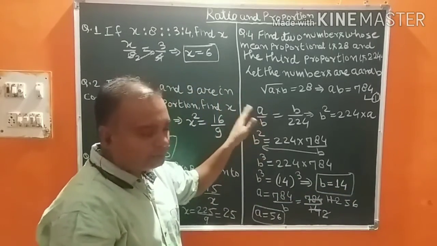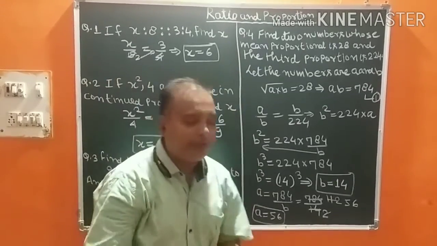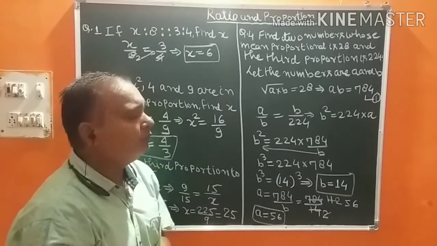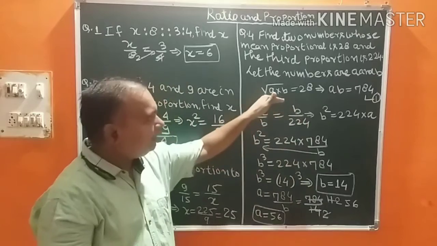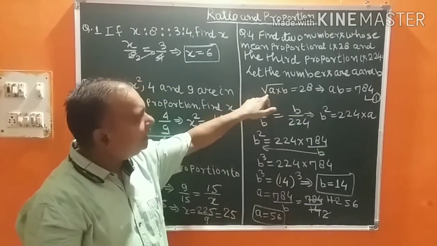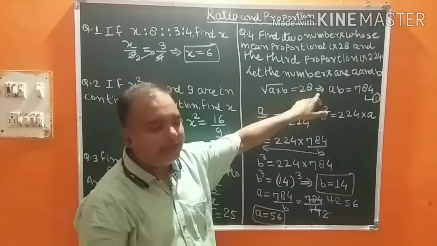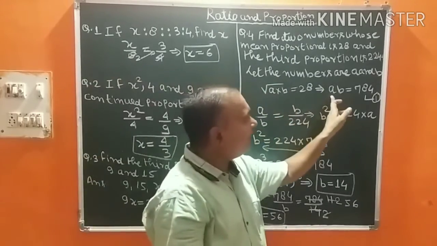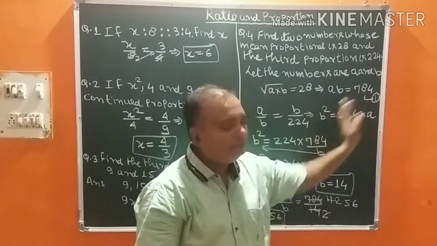I will explain this question again. We have to find two numbers whose mean proportion is 28 and the third proportion is 224. So let the numbers be a and b. By the property of mean proportion, can we write under root a into b equal to the mean proportion, and it is given, that is 28. Squaring on both sides, a into b equal to 784. That is equation number 1.